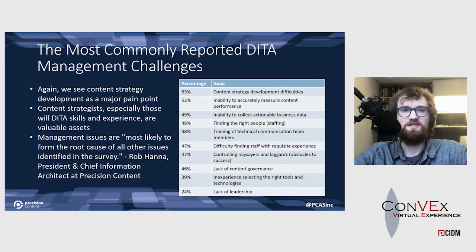Rob Hanna, who is our boss at Precision Content, points out that management issues are most likely to form the root cause of all other issues identified in the survey. Rob wrote a blog about the 2017 edition of the DITA Satisfaction Report, and he said that organizations that see DITA as a magical fast path to the bleeding edge of technology or a panacea for multi-channel publishing are most likely to fail. It's those organizations that understand the importance of planning, experimentation, and governance who are the most likely to experience success. And he also made this important point. If you don't have the ability to affect headcount or reassign staff, then you will find yourself seriously hampered in the early stages of your DITA deployment.